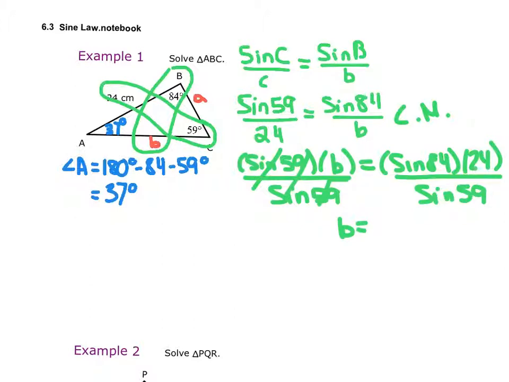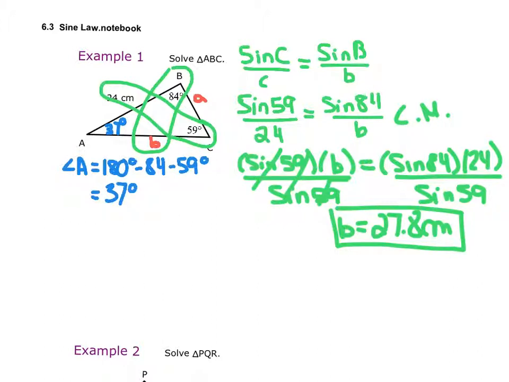And because we're dealing with side length, we're going to round to one decimal place, so we get a value of 27.8 centimeters as that side length. So we've been able to solve for B.